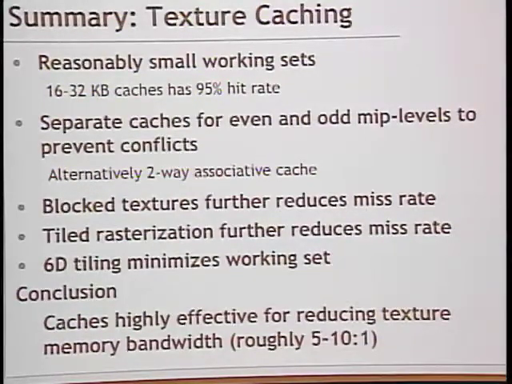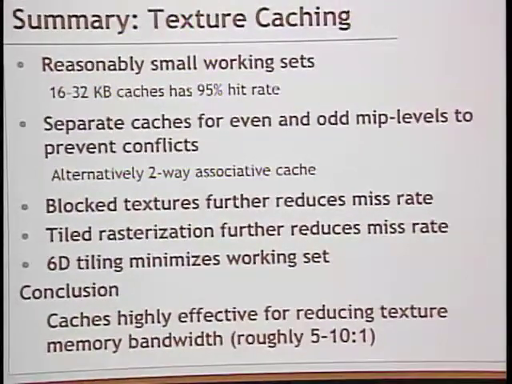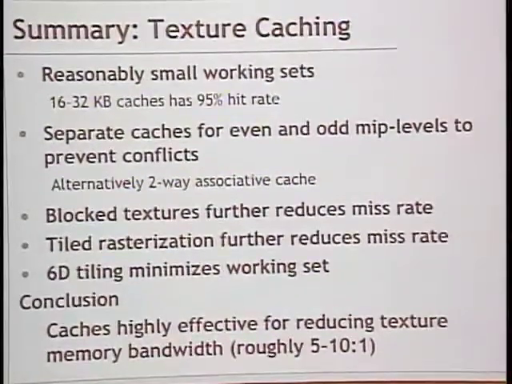Okay. Now, in general, a direct mapped cache works pretty well for these things. It turns out associativity doesn't help you very much, with the possible exception of a two-way set associative cache so that we can have both odd and even levels of the mipmap in the same cache at the same time. Okay? Blocking, tiling, good. Okay, anybody have any questions about caching?